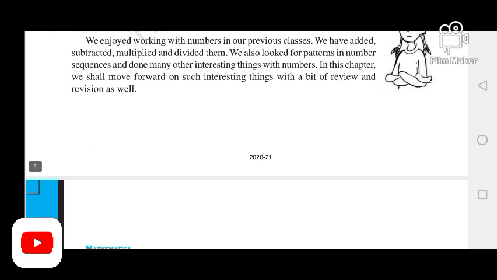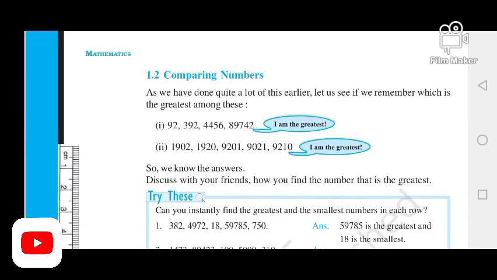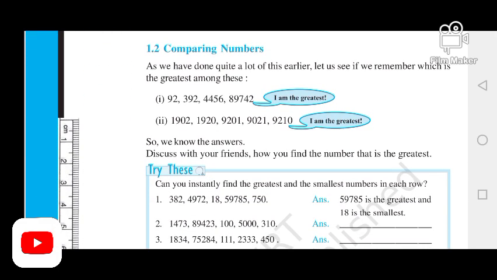We enjoyed working with numbers in our previous classes. We have added, subtracted, multiplied, and divided them. We also looked for patterns in number sequences and did many other interesting things with numbers. In this chapter, we shall move forward on such interesting things with a bit of review and revision as well. So 1.2, comparing quantities.